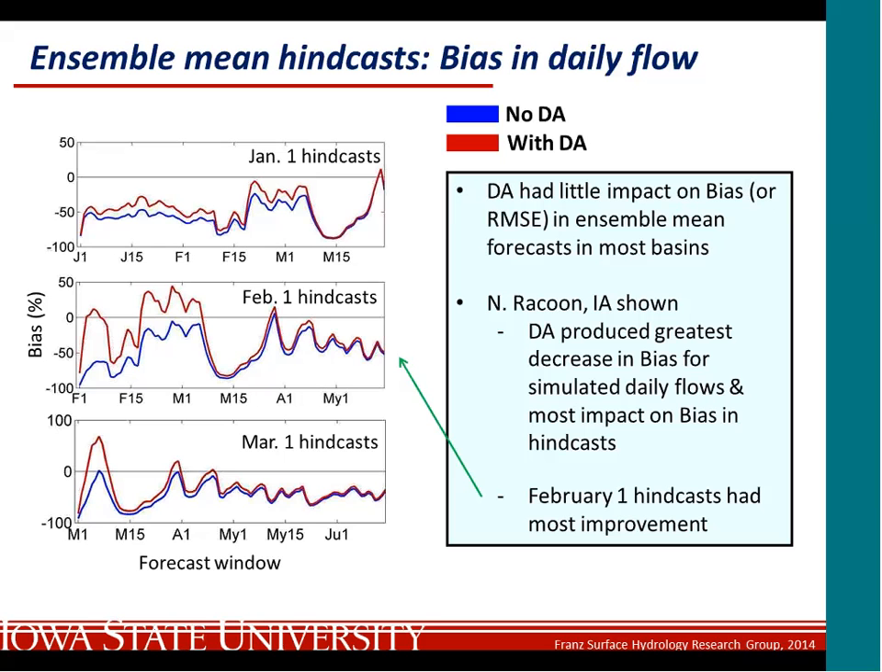This is the North Raccoon in Iowa. You can see a little bit of improvement in this February 1 hindcast early on. Not so much here. It almost makes it worse here for this March 1 hindcast. There's something weird going on here at the beginning, probably because all we're doing is adjusting the SWE in the model. There's a little bit of spin up that's needed to get the rest of the states in line. But I haven't had too much time to look at the different states and see what's going on there.